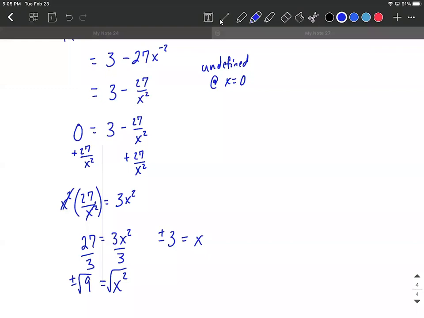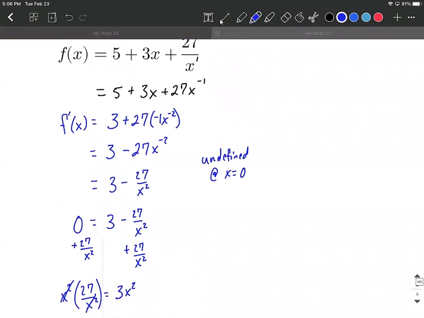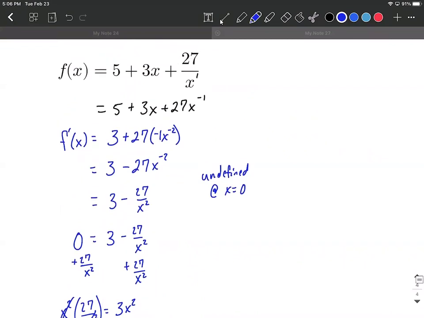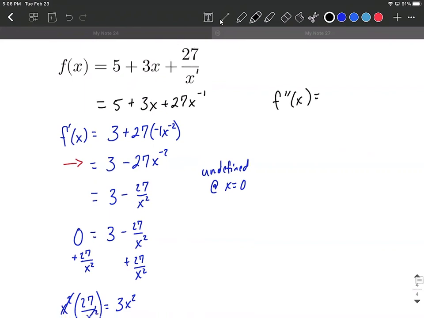All right, next, with the second derivative test, you're going to need to apply the power rule again to take the second derivative. I'm going to use this version with the negative exponent of my first derivative. So the second derivative, f double prime of x, will be: the derivative of 3 is going to be 0 because it's a constant. The minus 27 can come down. And then the derivative of x to the negative second is negative 2 x to the negative third power. Reduce the exponent by 1.